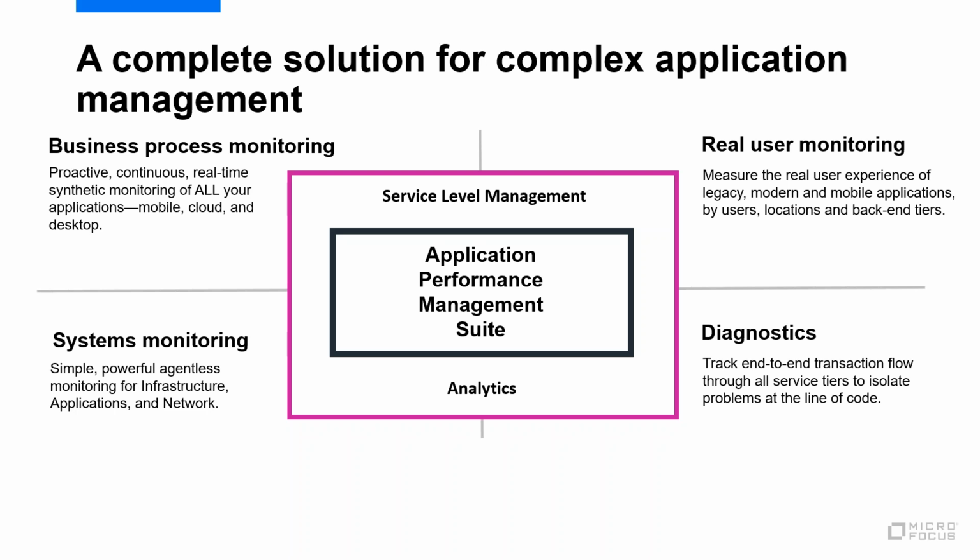Systems monitoring, this is an essential tool which we call SiteScope within our APM scope. SiteScope is a powerful, agentless tool which will monitor the infrastructure and the network. So if either your CPU or memory goes down, this is a tool which can identify and tell us immediately if our infrastructure goes down.